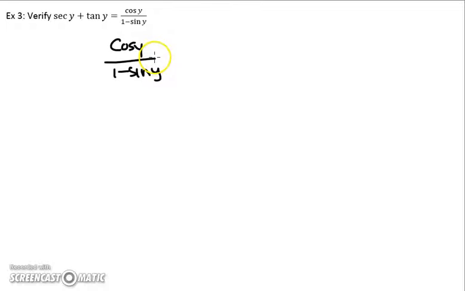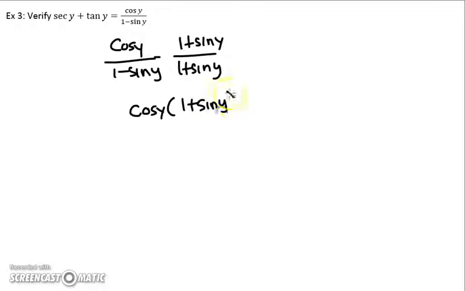I'm going to create a monomial denominator. So I want to multiply the right side by 1 plus sine of y over 1 plus sine of y. So that's going to give me cosine of y times 1 plus sine of y. We're going to hold off on the distributive property and see if we can do something instead, so we don't really have to distribute. Multiplying these, we're going to get 1 minus sine squared of y.